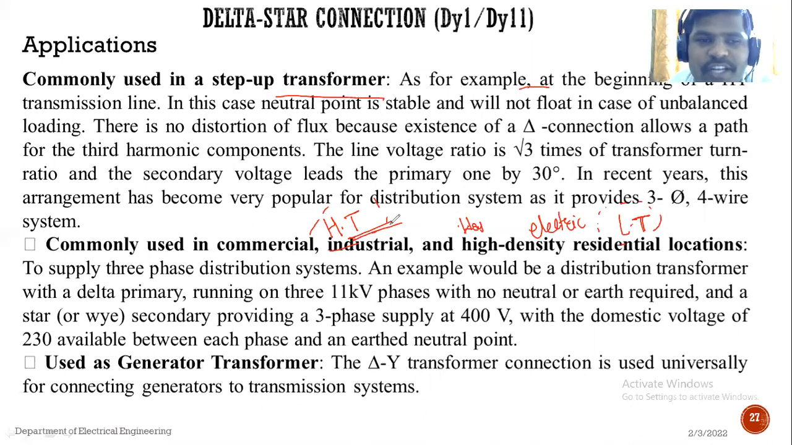So there is no distortion of flux because of the existence of the delta connection. It will allow a path for the third harmonic component.